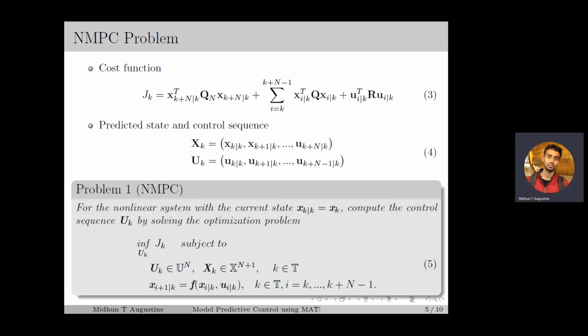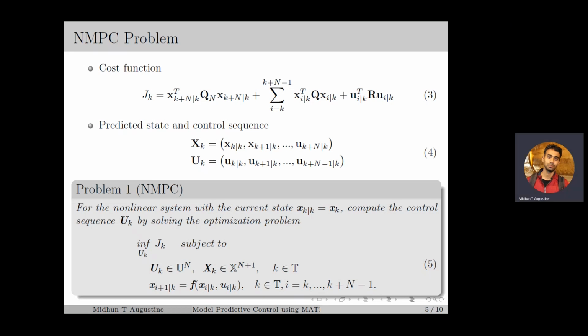Now, for the NMPC problem, we define the cost function as in equation number 3, in which Q and R are the weighting matrices for the state and input vectors, and QN is the terminal weighting matrix. The predicted state and control input sequence is defined as in equation number 4, which contains the predicted states and control inputs over the prediction horizon as its elements. Then, the NMPC problem is to compute the control sequence Uk, which minimizes the cost Jk for the nonlinear system with the current state xk.